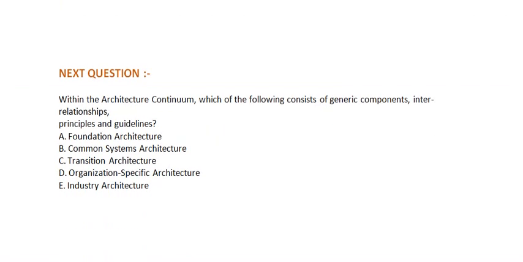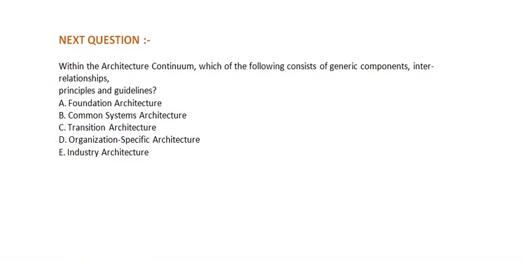Next question is, within the architecture continuum, which of the following consists of generic components, interrelationships, principles, and guidelines? Option A, foundation architecture. Option B, common systems architecture. Option C, transition architecture. Option D, organization specific architecture. And option E, industry architecture. The correct answer is option A.